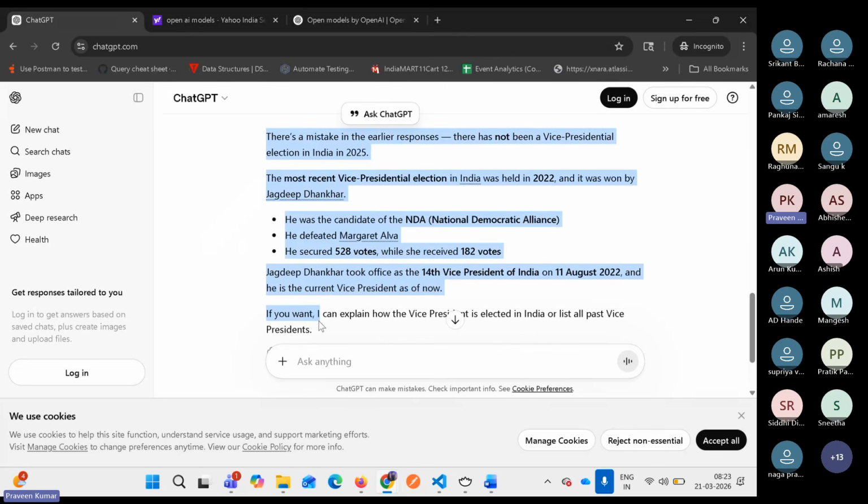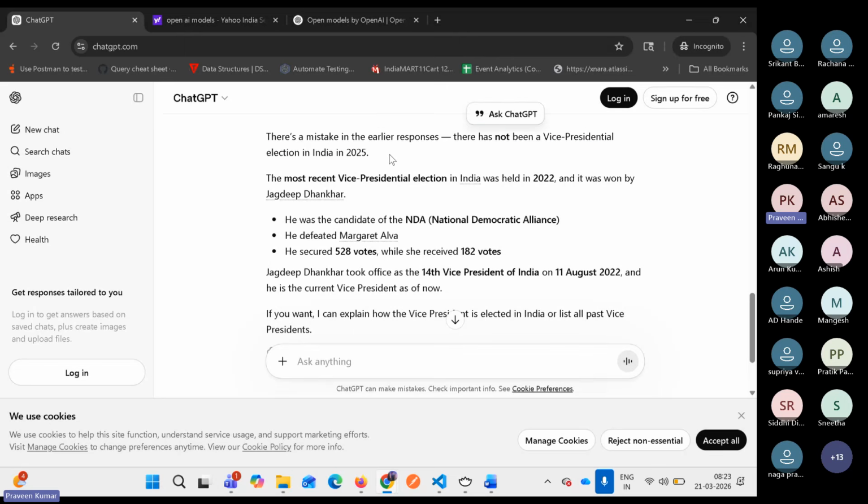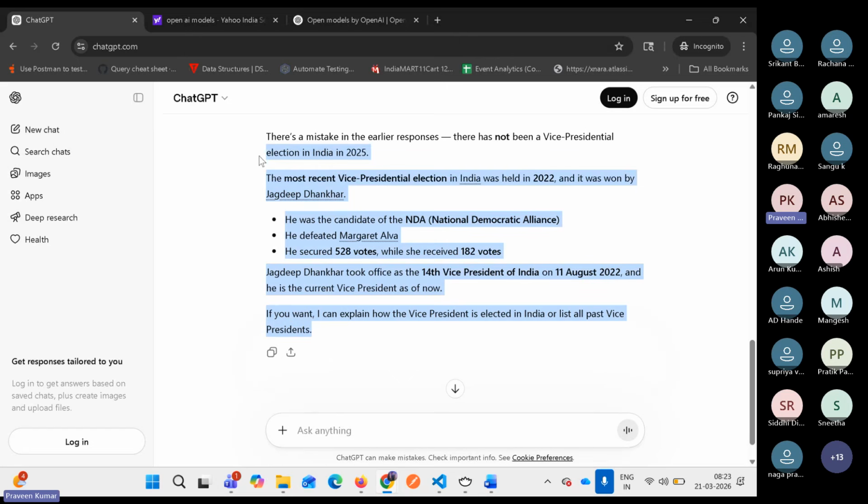It says that there is a mistake in the earlier response. There has not been a vice presidential election in 2025, but it is the truth that it happened last year. So this is how your AI LLM can tweak the answer. This is how your large language model will give you the wrong answer with confidence, saying that this is the correct answer. And this is where the LLM tester comes into the picture.